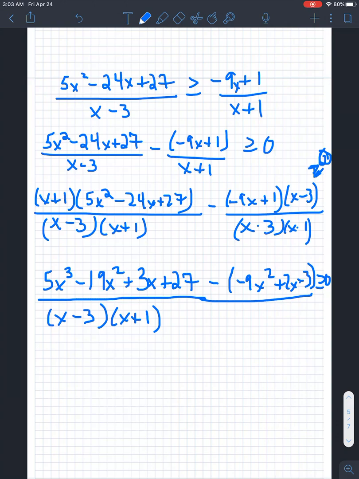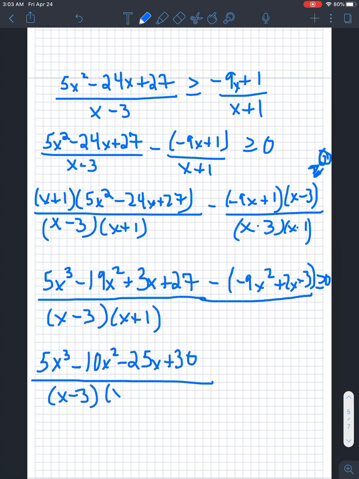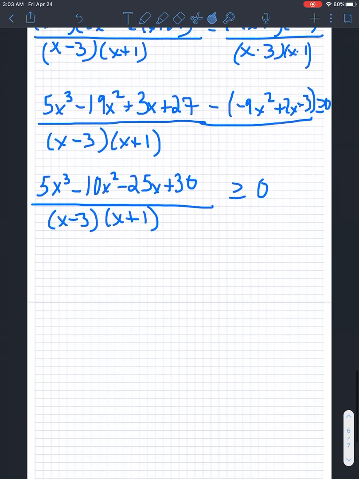Alright, let's reduce that a little bit. That's going to be 5x cubed minus 10x squared minus 25x plus 30, all over (x minus 3)(x plus 1). So this is just the algebra part about it. This is sort of the boring part that we have to do.